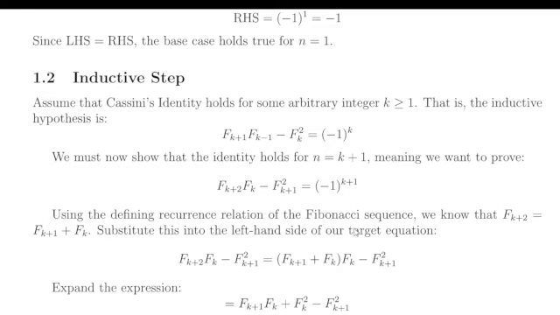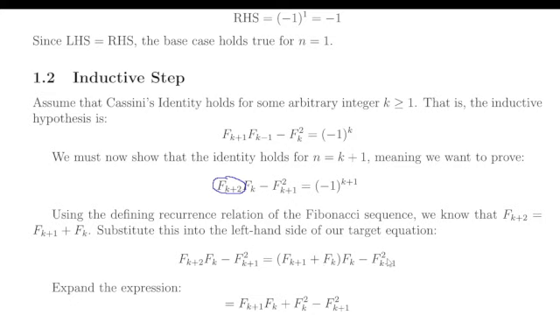So we know that the Fibonacci sequence is defined recursively. So we start off with f sub k plus 2. That's just going to be the previous two terms added up. So that's f sub k plus 1 plus f sub k. And we're going to substitute that in for f sub k plus 2 over here. So that turns into just f sub k plus 1 plus f sub k times f sub k minus f sub k plus 1 quantity squared.